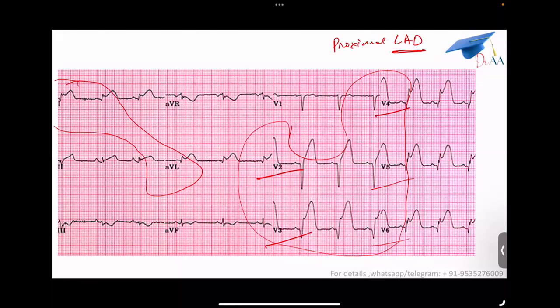Choose LAD as the option that is most likely to be involved, rather than LAD plus LCX. That is a rare thing to happen. LCX will never cause an extensive anterolateral wall MI with the involvement of only LCX. So LCX will be the wrong answer here.